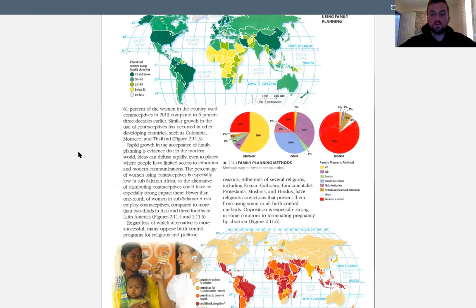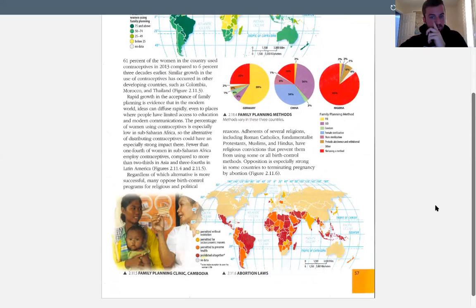Adherents of several religions, including Roman Catholics, fundamentalist Protestants, Muslims, and Hindus, have religious convictions that prevent them from using some or all birth control methods. Opposition is especially strong in some countries to terminating pregnancy by abortion. It's still a hot topic here in the United States, actually, in terms of the abortion question.